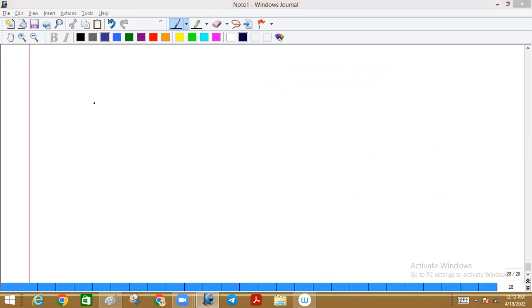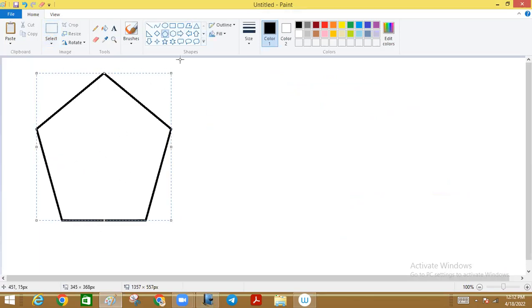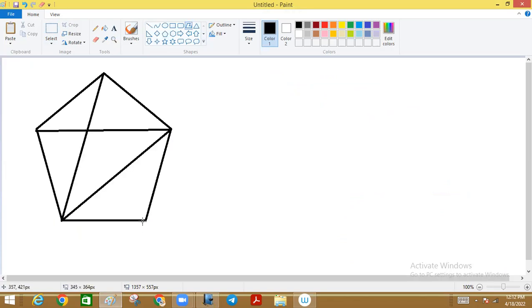If I ask you, how many triangles are there in this figure which are formed by using the vertices of a pentagon? By using the vertices of a pentagon, see, I will not consider this as a triangle because two of the vertices of this triangle are vertices of the pentagon, but the third vertex is not a vertex of the pentagon. I'm asking you how many triangles are formed by using the vertices of the pentagon, which means suppose this triangle I'll consider. Why?